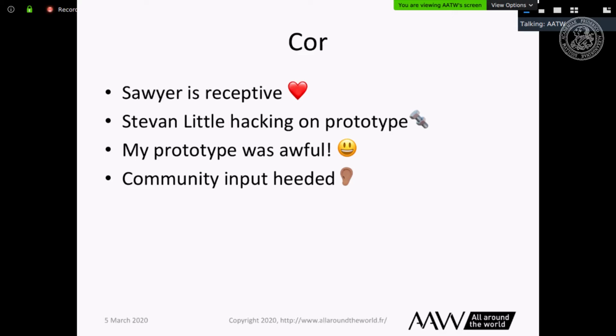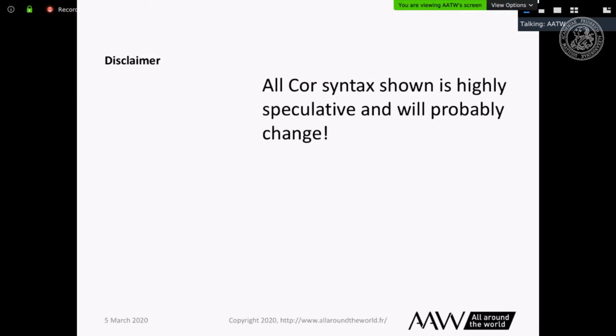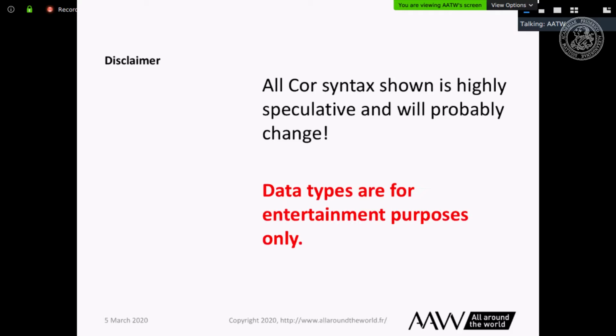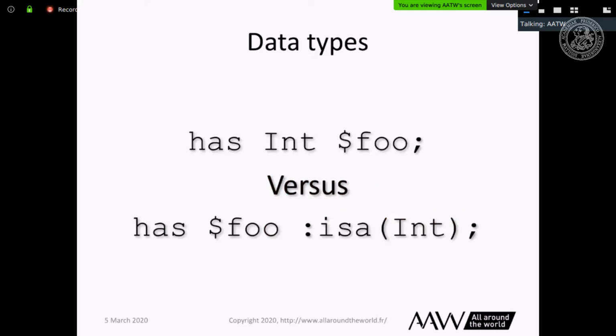But we're not making it a democracy because, well, that's just the way we are. So I want to make it clear that all the core syntax that I'm showing is highly speculative. There are zero guarantees, and data types are for entertainment purposes only. There's a possibility that data type checking will not be in the first version of core. We're unsure.